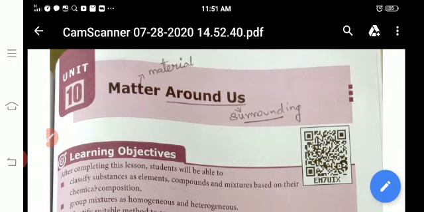This is the first lesson of chemistry, Matter Around Us. What is meant by matter? Matter is material. What are the materials that surround us? Okay, so listen.